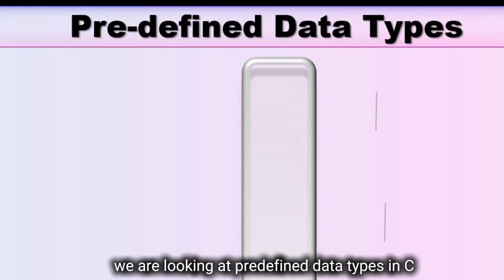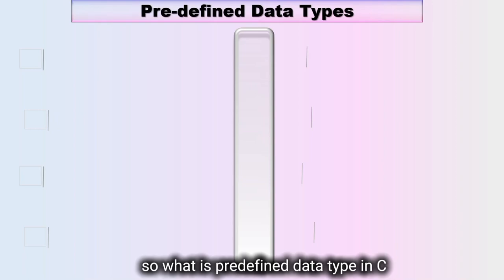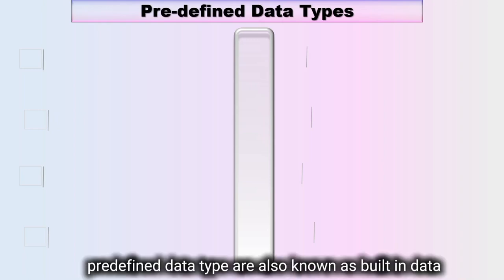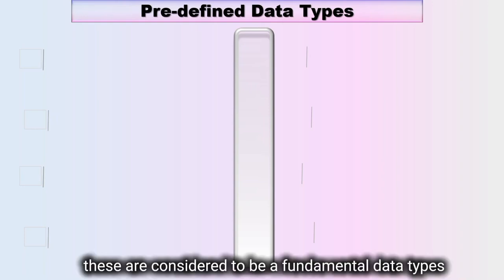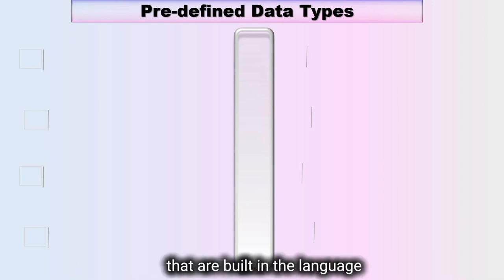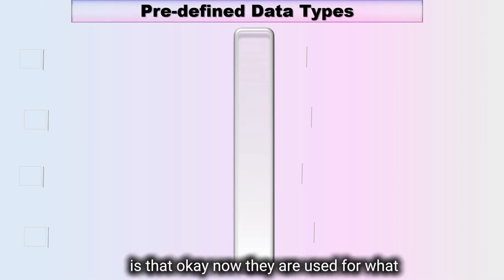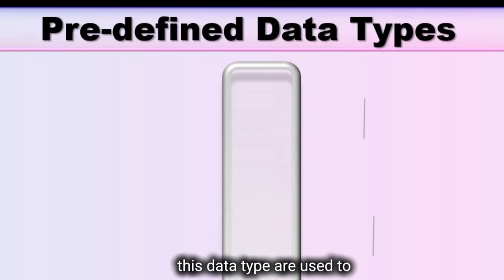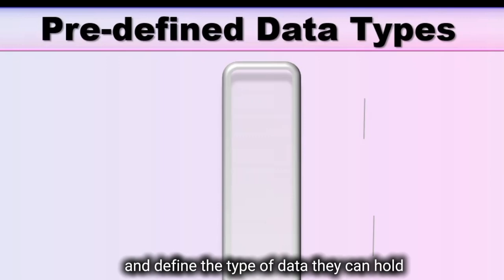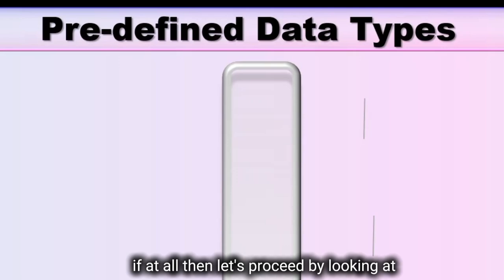To begin with, we are looking at predefined data types in C++. So, what is a predefined data type in C++? In C++, predefined data types are also known as built-in data types. These are considered fundamental data types that are built into the language. They are used to declare variables and define the type of data they can hold. Then let's proceed by looking at the data types that we have in C++ one by one.